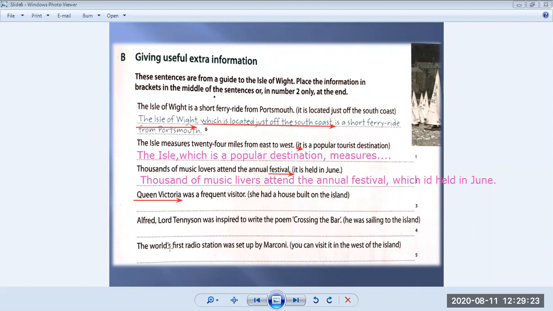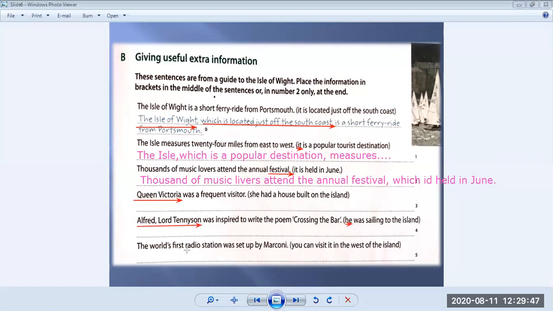And now over here, Alfred Lord Tennyson was inspired to write the poem Crossing the Bar. He, who is he? Now we need to define the he. Who is he? This is Alfred Lord Tennyson, the person who we need to define. That's how we're going to make a change. So those three, you're going to change on your own, okay?